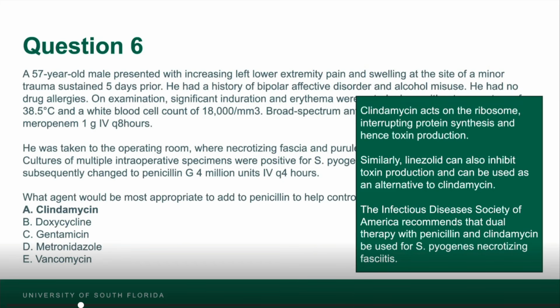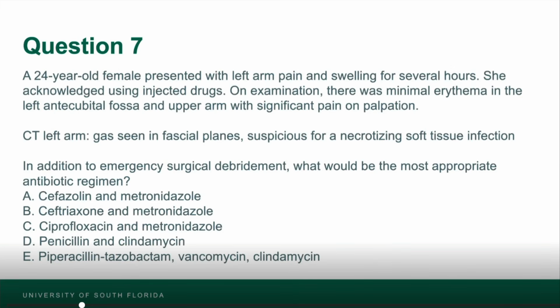So clindamycin interrupts protein synthesis and toxin production. More and more people are using linezolid over clinda these days, as an alternative. And for Strep pyogenes necrotizing fasciitis, you should be using that antitoxin agent until you have source control. Another one before we more formally talk about necrotizing fasciitis.